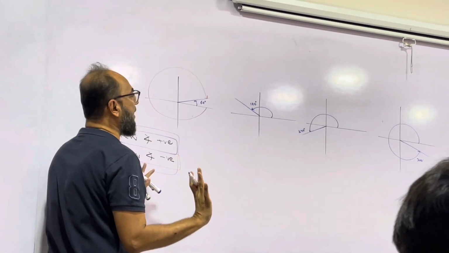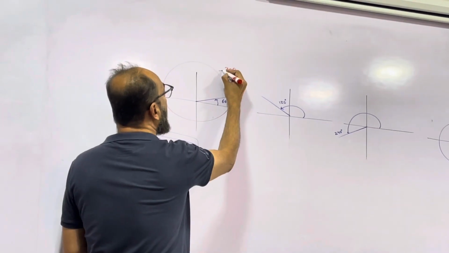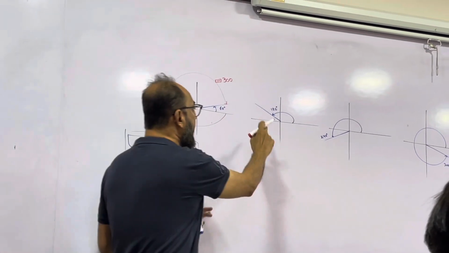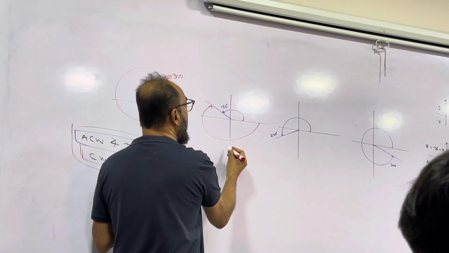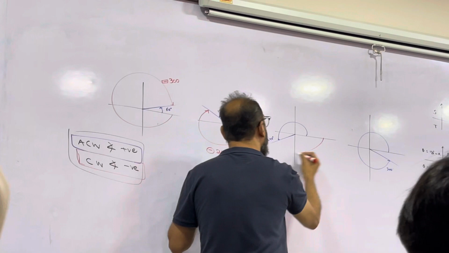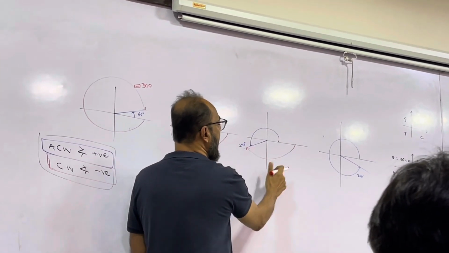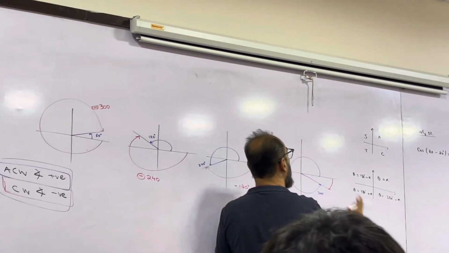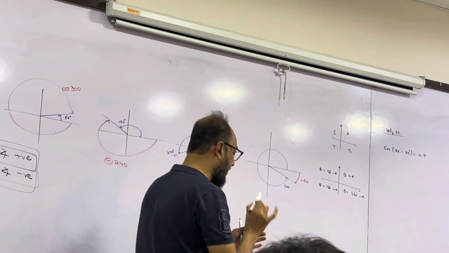Let me do simple subtraction. 360 minus 60 is 300. But because it is clockwise, I'm just putting a negative sign. Similarly over here, the difference is 360 minus 120, which is 240, clockwise, negative sign. Over here, 360 minus 240 is 120 with a negative sign. Over here, the difference is 360 minus 300, which is 60, and then we put a negative sign.